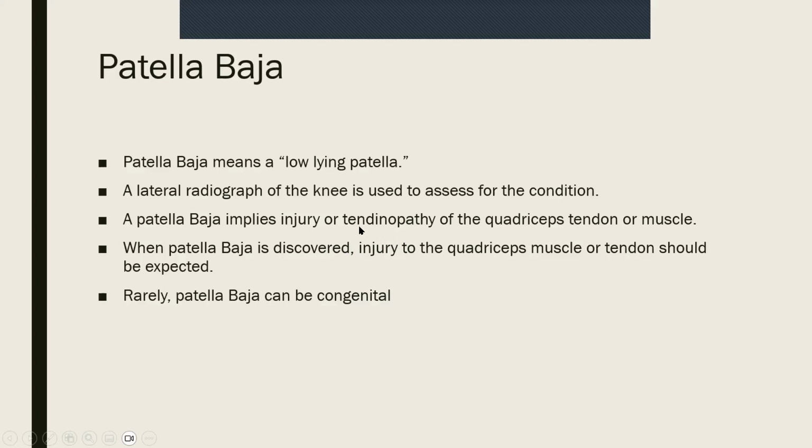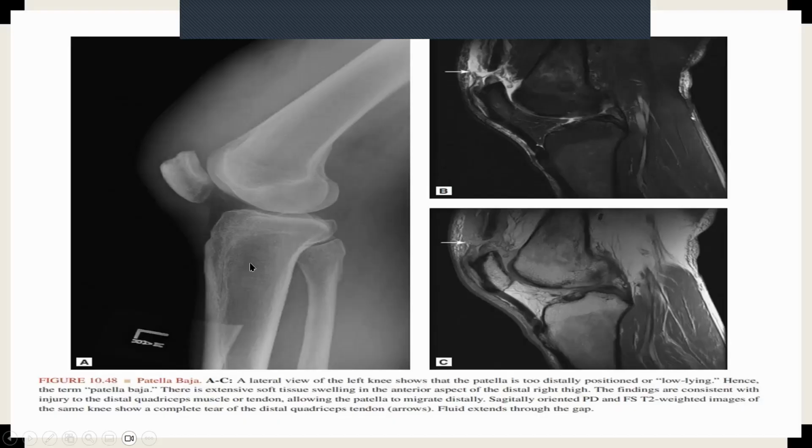There's normally injury or tendinopathy of the quadriceps tendon or muscle. Basically the superior part of your patella, the tendons attached to that, forming that part of the patellar tendon, those generally get damaged. But when you get a low-lying patella or patella baja, it's not necessarily that the injury is to the patellar tendon itself, it may be a bit higher than that, and you can get congenital patella baja as well. So this is what it looks like on X-ray. So you get this low-lying patella.